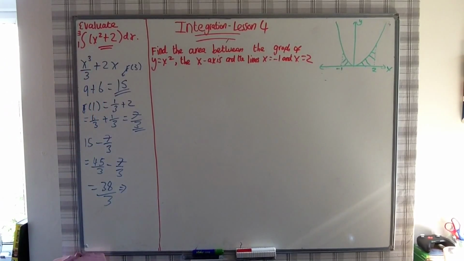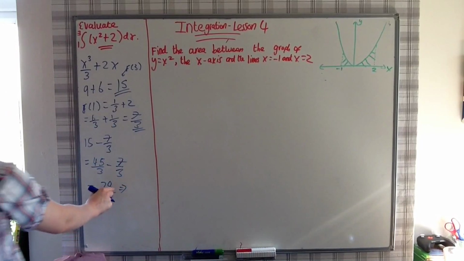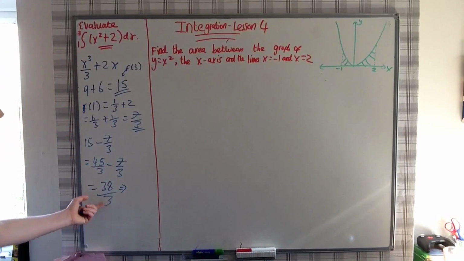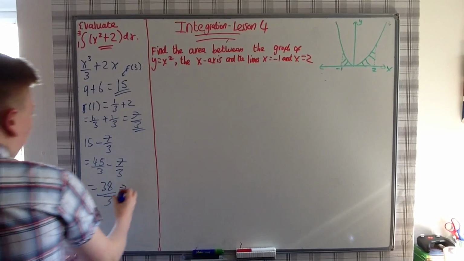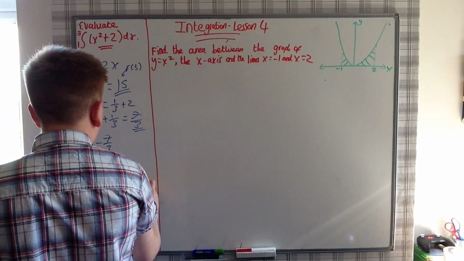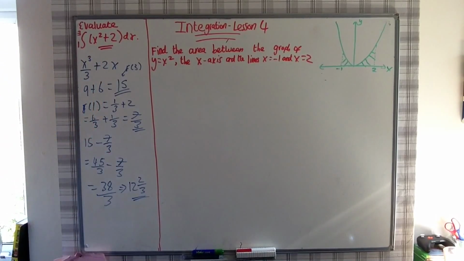Now exam boards tend to like this written as having a whole number followed by a fraction rather than having a top-heavy fraction. So in this case it will be better to write this as 12 and 2/3.